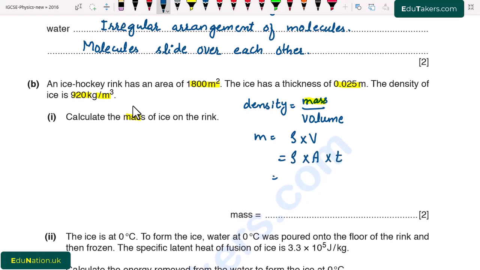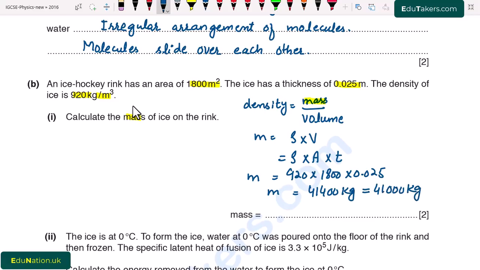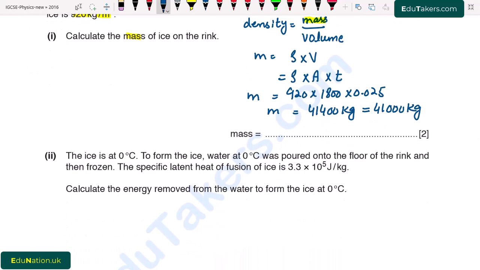By putting values here, the value of mass is 920 multiplied by 1800 multiplied by 0.025. So that the value of mass comes to be 41,400 kilogram. It will be equal to 41,000 kilogram. So mass will be equal to 41,000 kilogram.